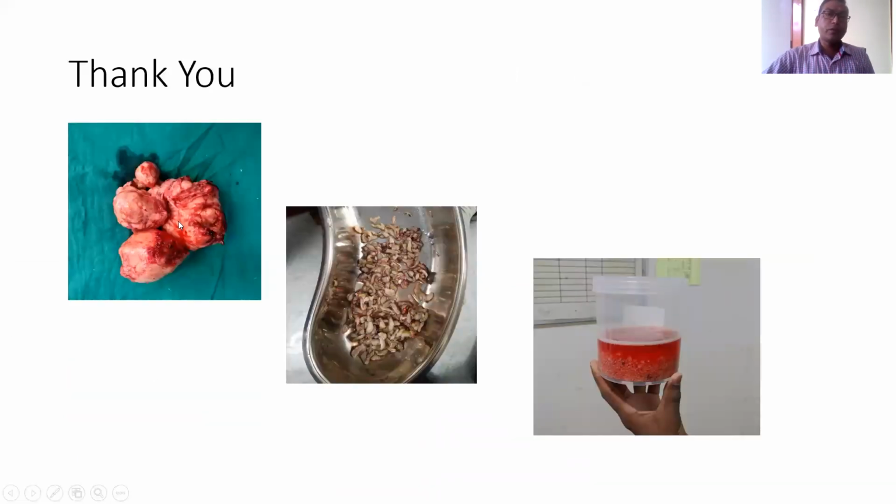So either we do an open prostate or a TURP procedure or a HoLEP or any other laser procedure, intricate understanding of the prostatic anatomy in relation to enlarged prostate is very important.